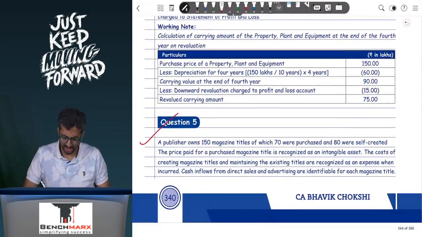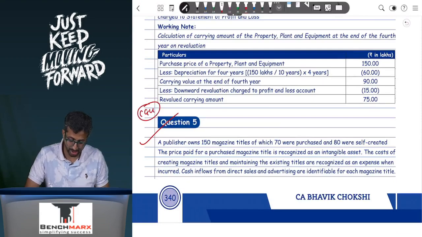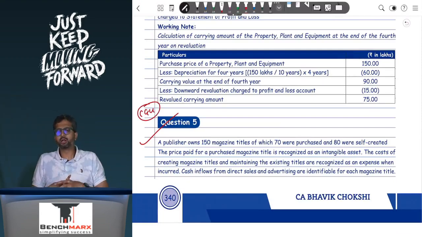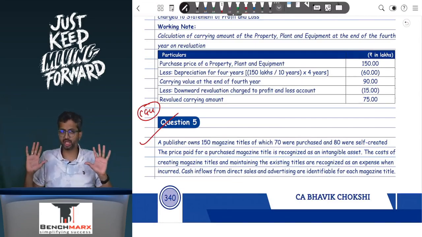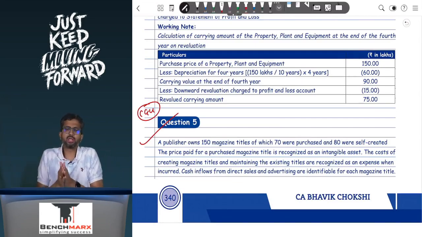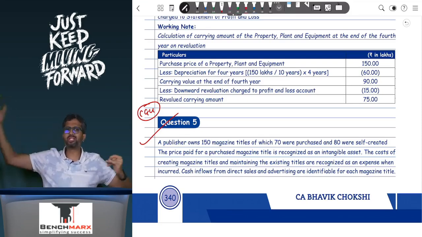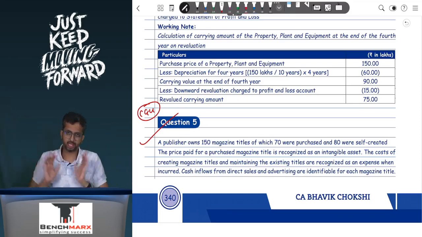Next you have question number 5. This is on the concept of a cash generating unit. Remember, a cash generating unit is the smallest group of assets which is capable of generating largely independent cash flow. So if you can generate independent cash flow, then you don't need to add other assets. You can do impairment testing directly for that.